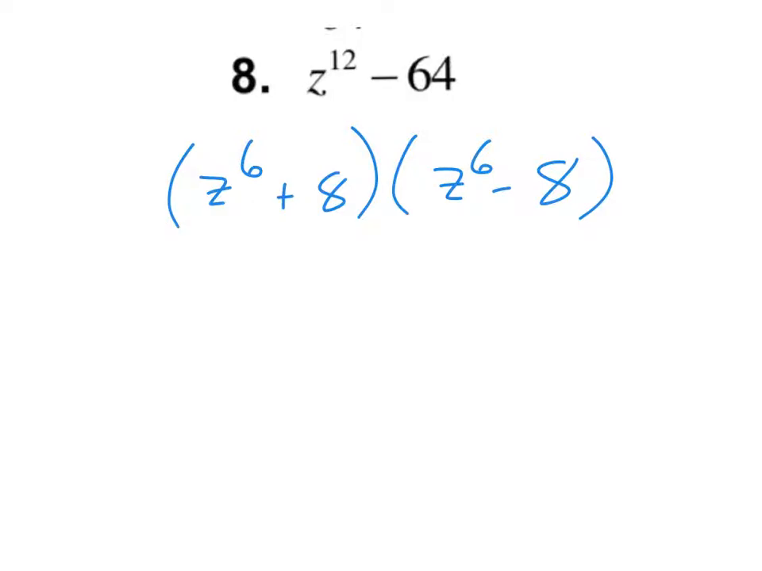Now, the first is a perfect cube, and the second's a perfect cube. One's a sum, one's a difference. Okay? So for the first one, the first set of parentheses, a is going to be equal to z to the second, and b is going to be equal to 2.